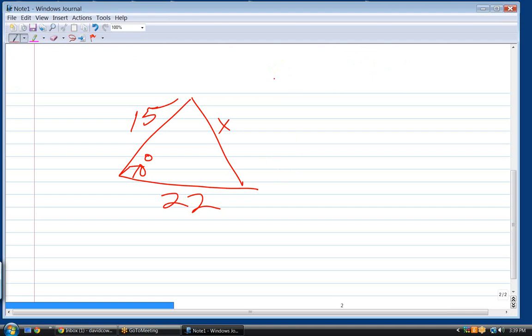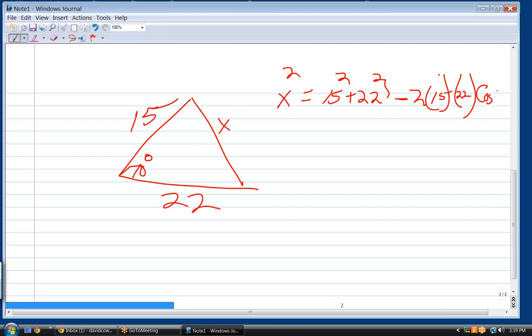Tell me what the law of cosines says x squared should be. Isn't it a squared plus b squared times the quantity of negative 2 times a times b? It's not times, it's minus. So what's a squared and b squared here? 15 squared and 22 squared. Minus 2 times 15 times 22, and then times the cosine of 70.